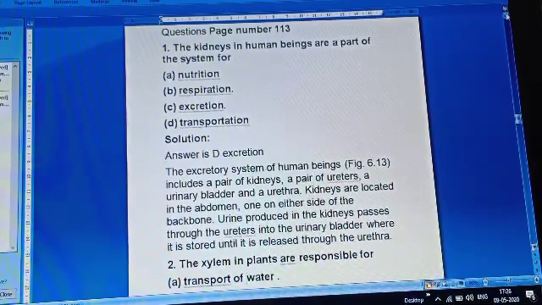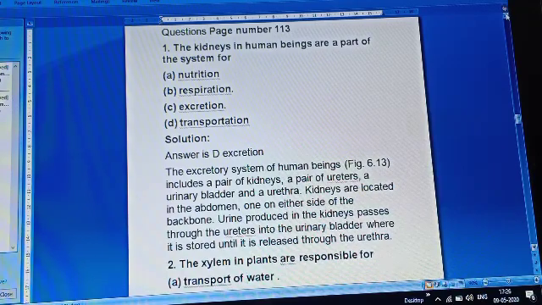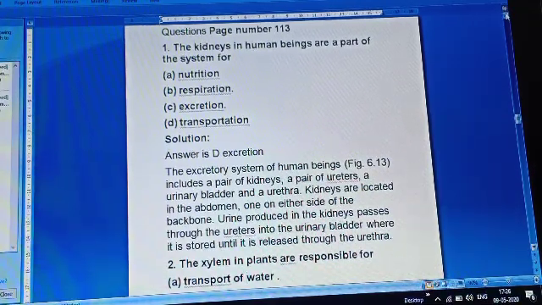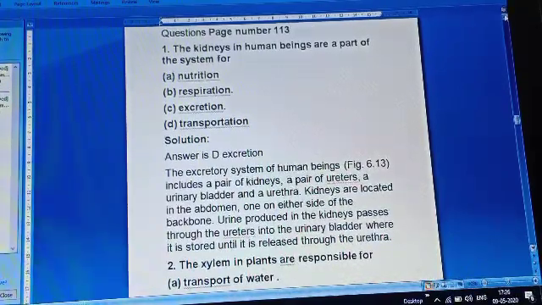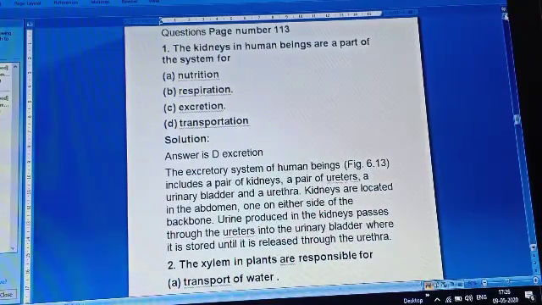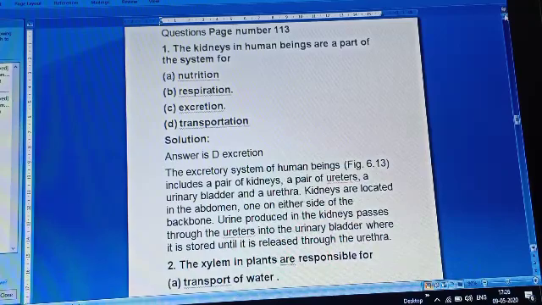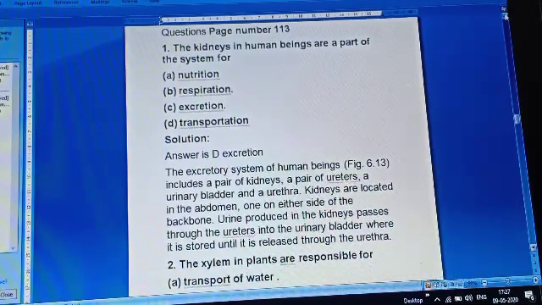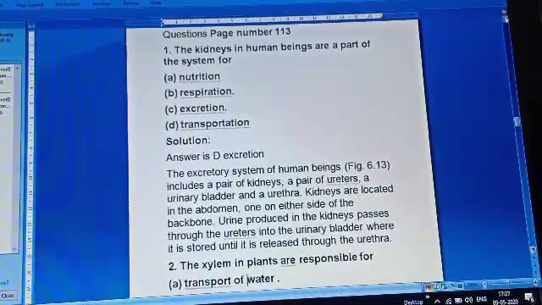Why? The excretory system of human beings includes a pair of kidneys, a pair of ureters, a urinary bladder and the urethra. The kidneys are located in the abdomen, one on either side of the backbone. The urine produced in the kidney passes through the ureters, then the urinary bladder, and after that via the urethra it goes outside the body. Second question.